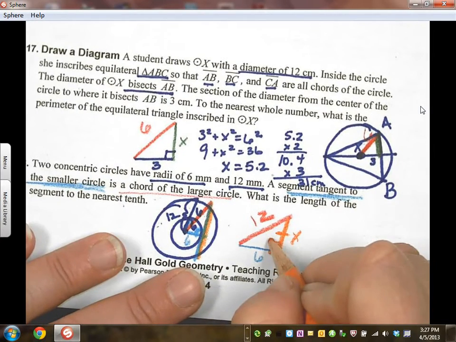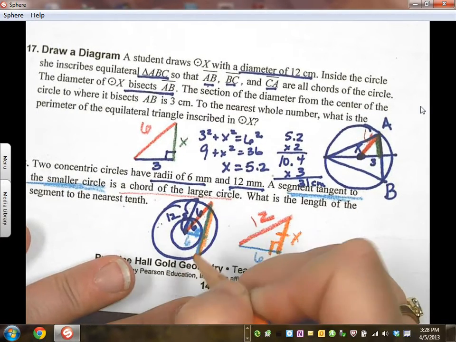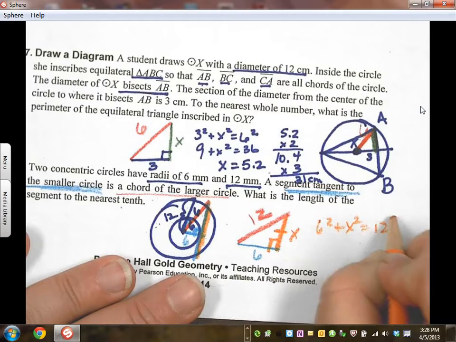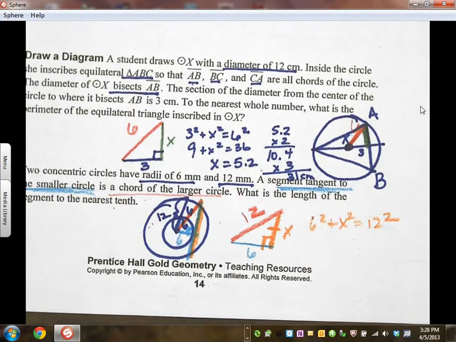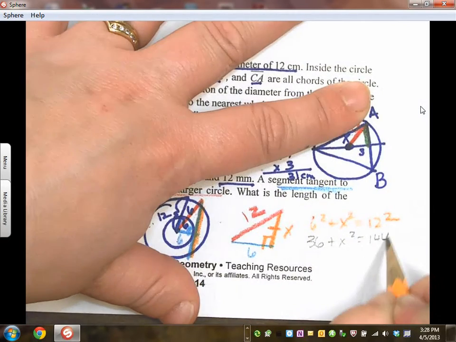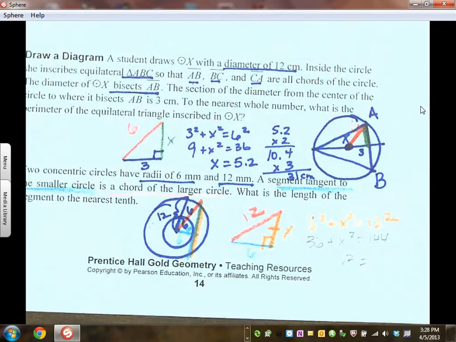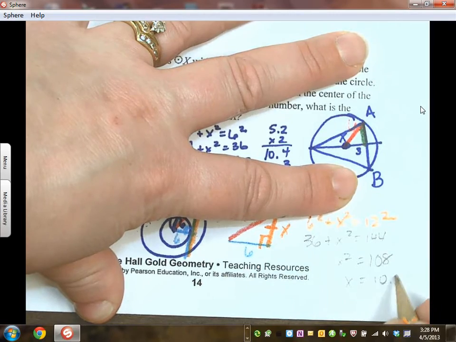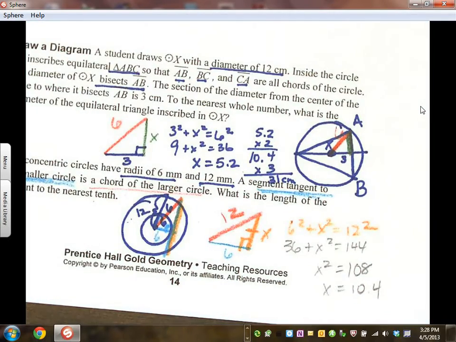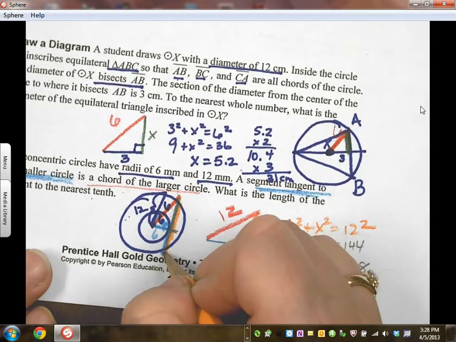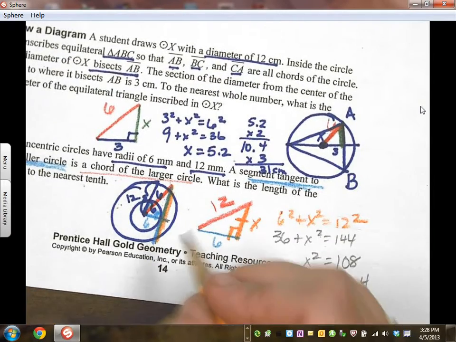And remember, this is a right angle, because where a tangent meets a radius, we always have a right angle. So 6 squared plus x squared equals 12 squared. 36 plus x squared equals 144. Subtract, and x squared equals 108. Take the square root of both. We know x equals 10.4. Multiply that by 2, because that's only half of this segment, and we know that this whole piece is 20.8.